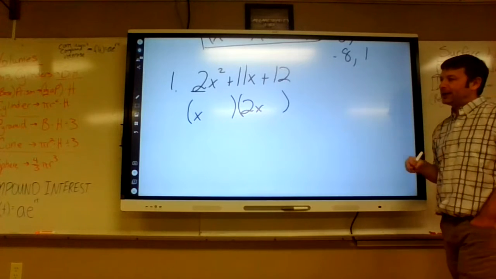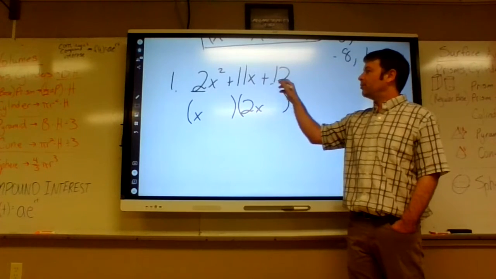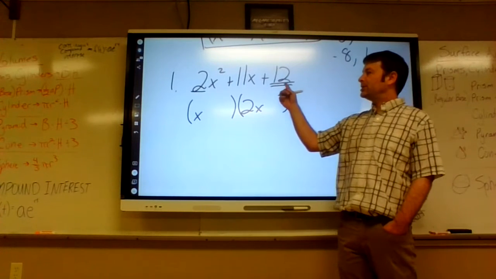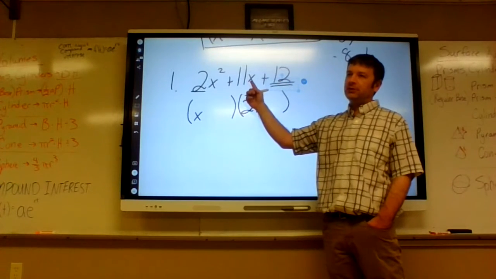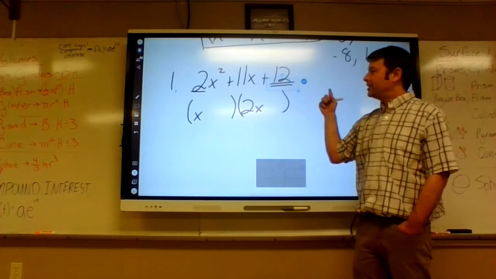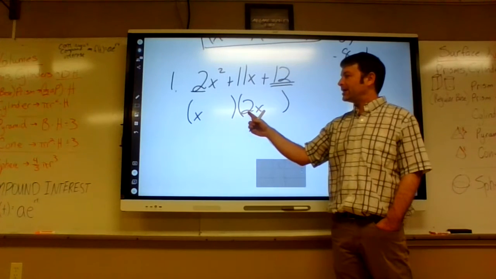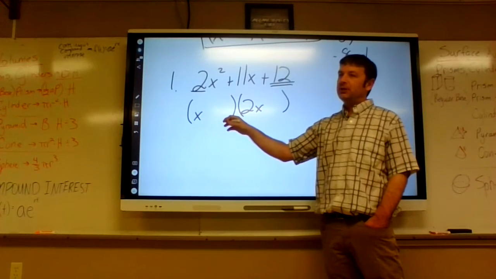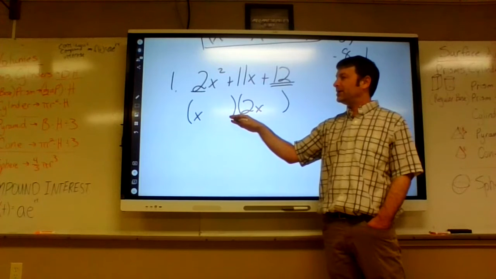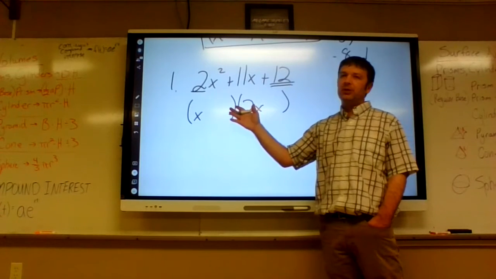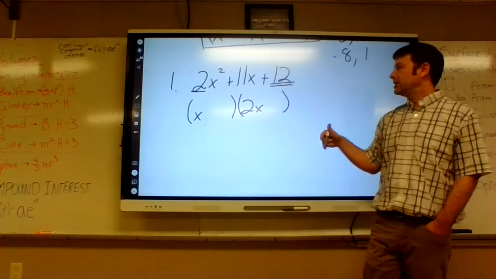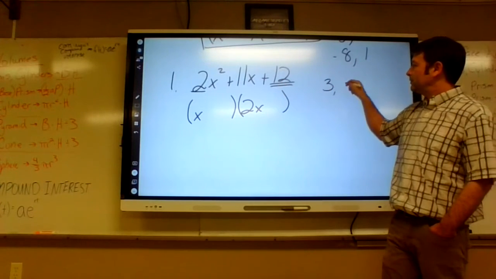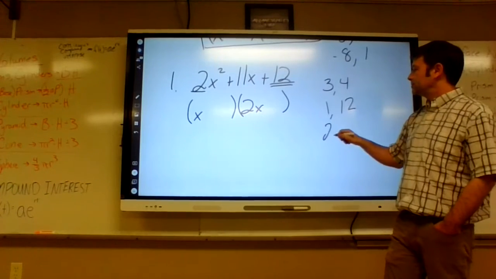For the back, I'm still asking what can multiply into 12, but I'm no longer saying that adds up to 11. The reason why I can't do that anymore is because when there's a number on the x terms, when you're FOILing it, that 2 is going to change things. So really what we have to do to check it is just do a little bit of FOILing and see if it actually works or not. So what can go into 12? 3 and 4, 1 and 12, 2 and 6.